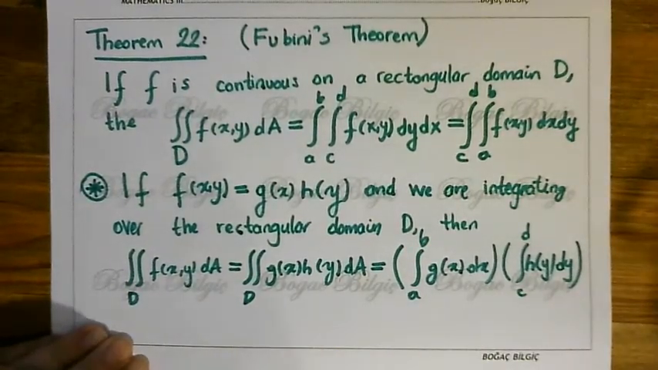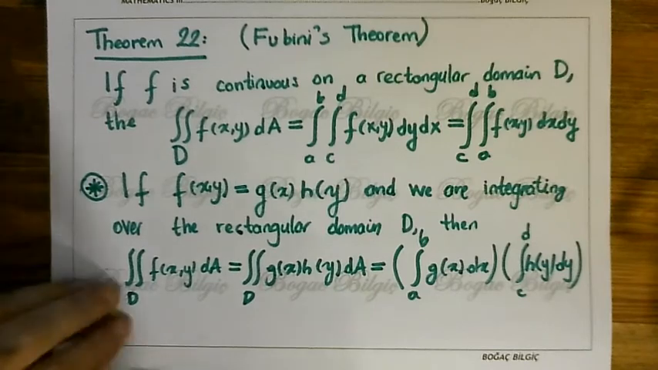How can you state this fact in your own words? Answer: if we can break up the function into a function only of x times a function of y, then we can do the two integrals individually and multiply them together.